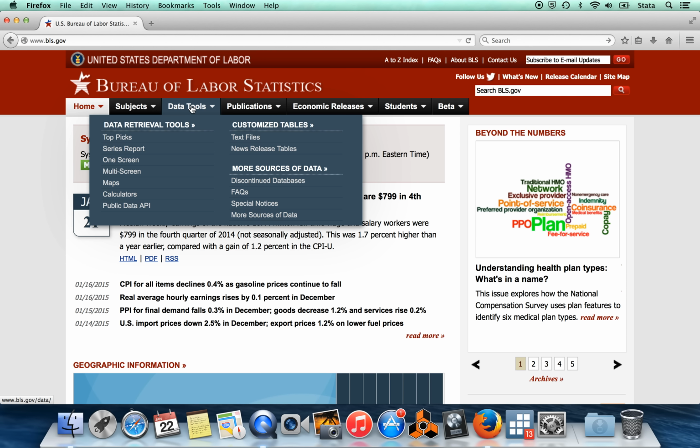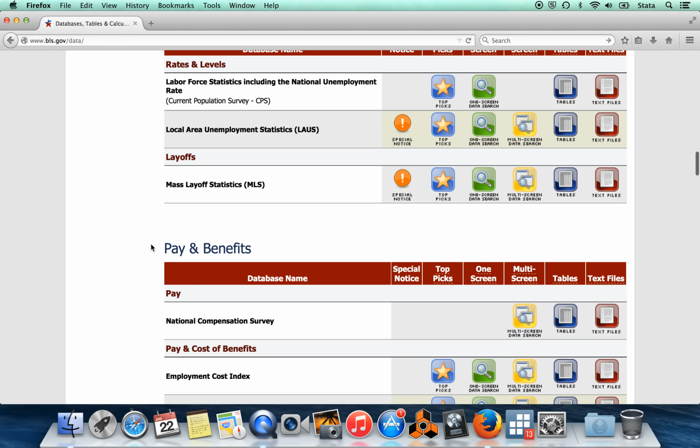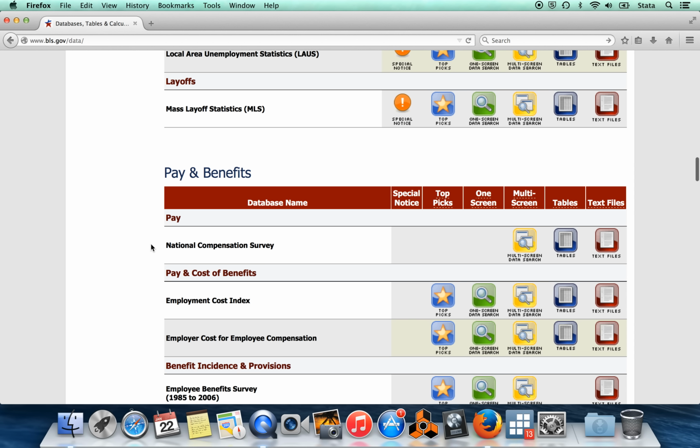And you can see the sorts of data that they collect. So they collect data on inflation and prices. They have a bunch of data related to employment and unemployment. They have data related to pay and benefits, things like that. So you're seeing they have a lot of really classic economic variables. And generally, BLS data sets are really high quality. They're easy to use. They're nationally representative in general.